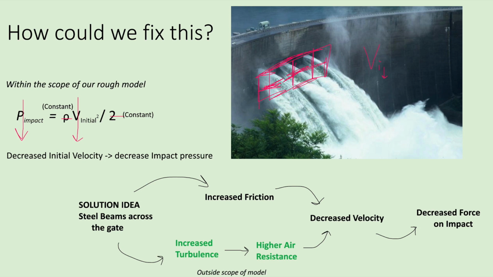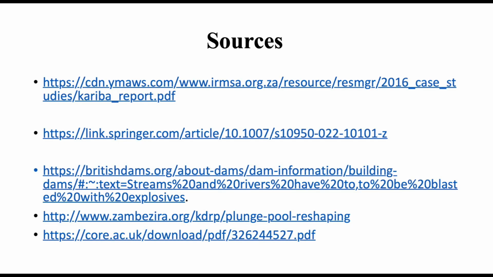In conclusion, the solution to put steel beams across the open points of the gates, though simple, would be an effective method in reducing the impact pressure and therefore the erosion under the plunge pool. Though this may not be the most effective method when considering factors outside the scope of this course, we believe that this solution demonstrates a particular understanding within EME 303.